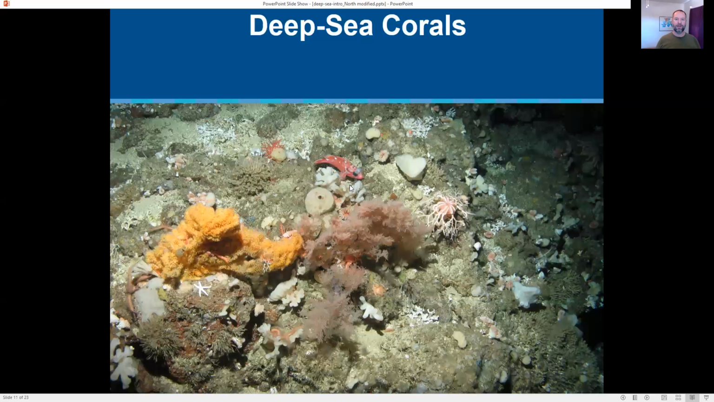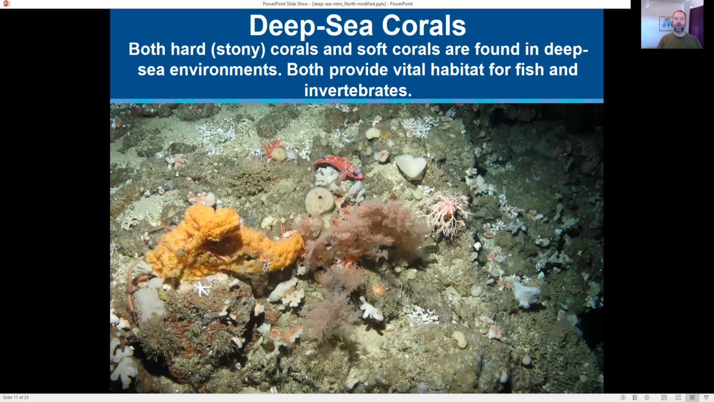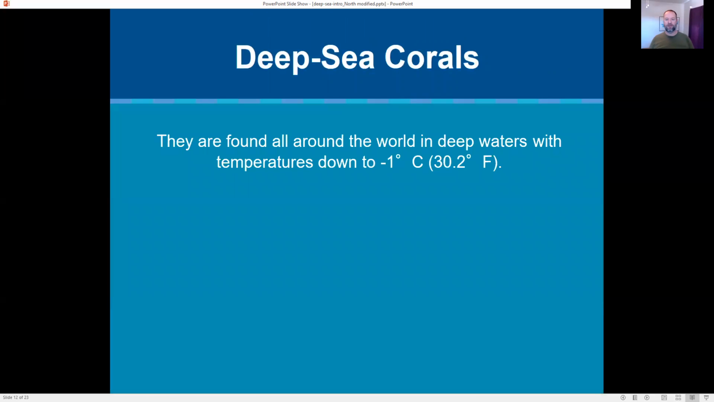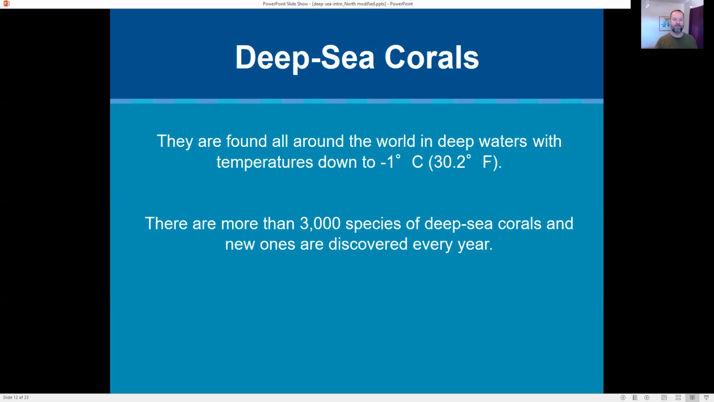Okay, so deep sea coral communities are composed of both hard or stony corals and soft corals. And they both provide habitat and shelter for different organisms. Deep sea corals are found in all kinds of waters, especially cold waters. Cold waters is deep, like cold as -1. So you might be asking yourself, how does seawater get that cold? Because of salt, it doesn't freeze at 0 degrees Celsius like fresh water does.